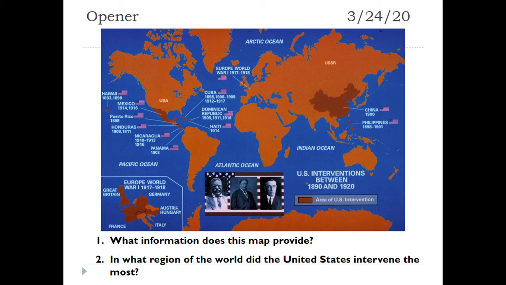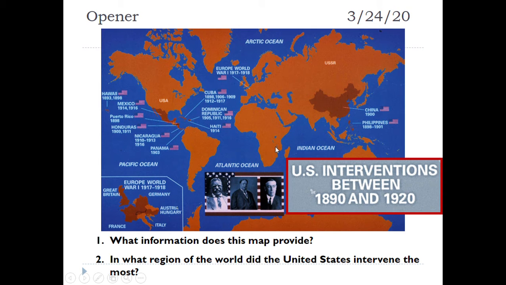The questions here ask, what information does this map provide, and in what region of the world did the United States intervene the most? So for the first one, it's pretty simple. If you look, the map has a title. It says U.S. Interventions between 1890 and 1920. In other words, all the places where the U.S. was getting involved around the world. Anywhere where you see a tiny little American flag is a place where the U.S. was taking action in some way.